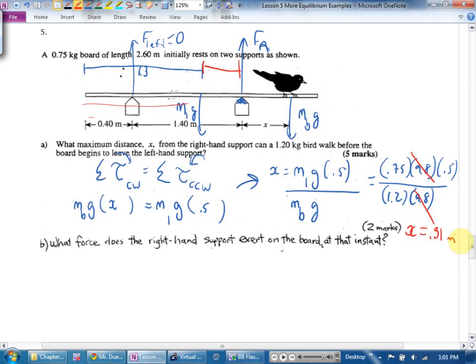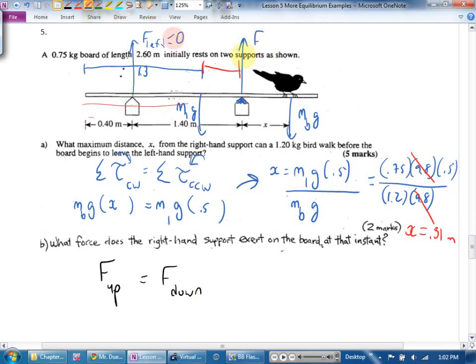Part B. How many marks is part B worth? Two. Do you think they want me to go into a big torque question? In fact, I think we can just say this: the forces up equal the forces down, because it's in equilibrium. It says it just wants to start to move, but it hasn't started moving yet.